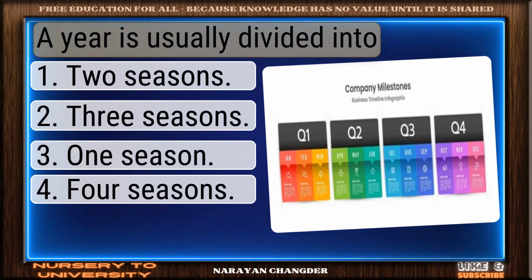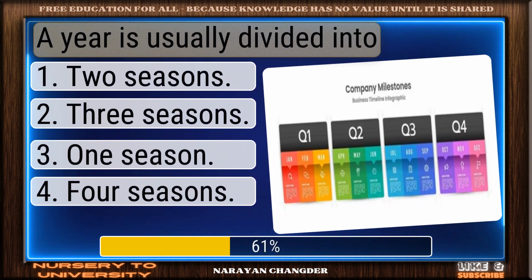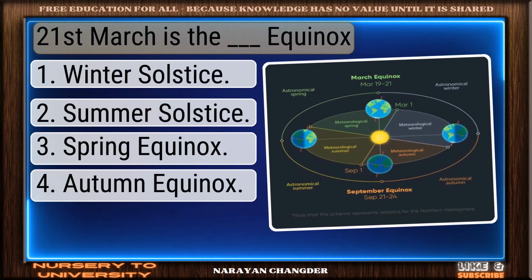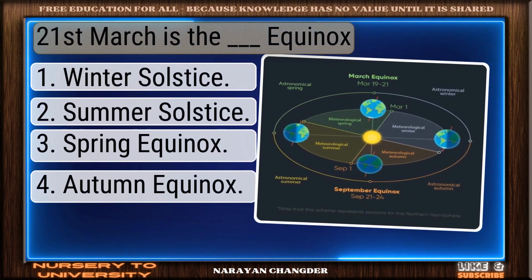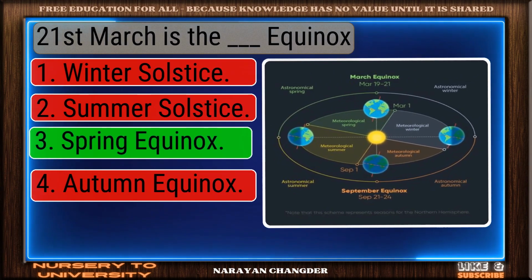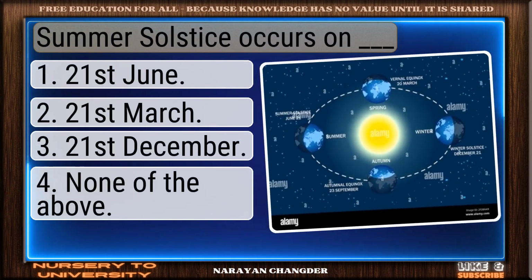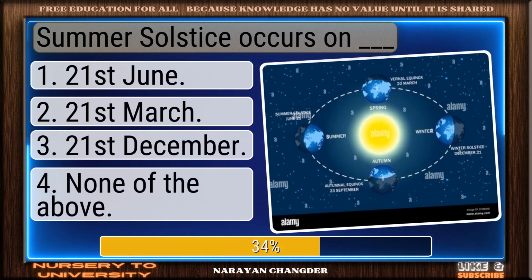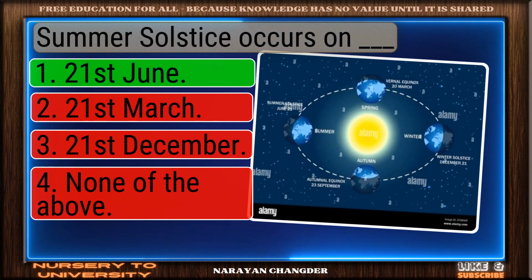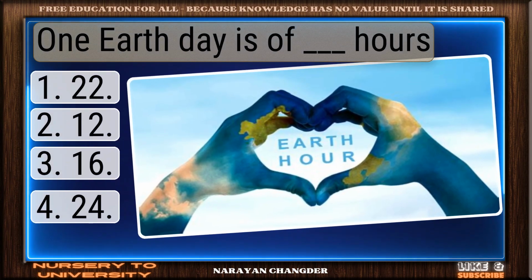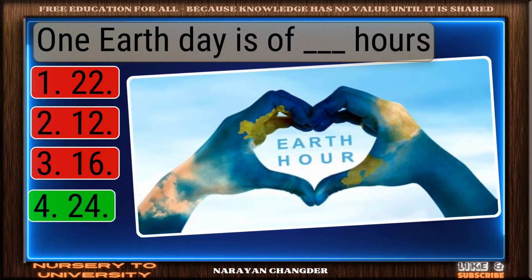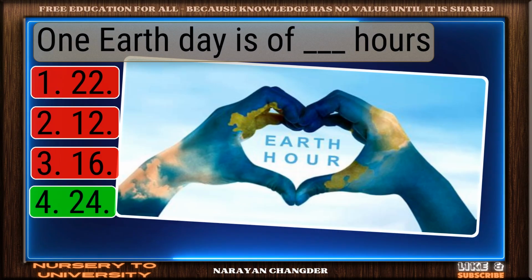A year is usually divided into. Bravo. 4 seasons is the answer. 21st March is the dash equinox. Well done. Spring equinox is the right choice. Summer solstice occurs on dash. You got it. Your choice 21st June is right. One Earth day is of dash hours. Well picked. 24 is the correct answer.